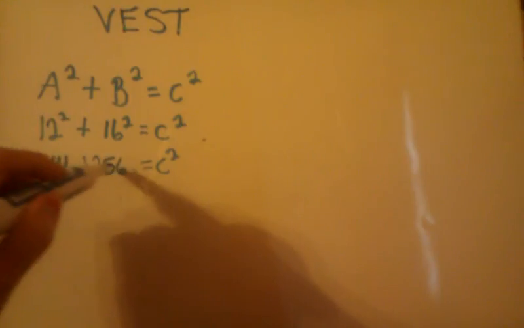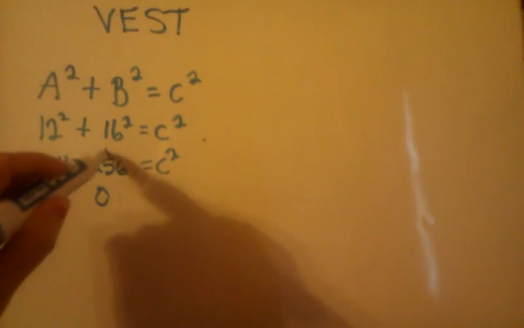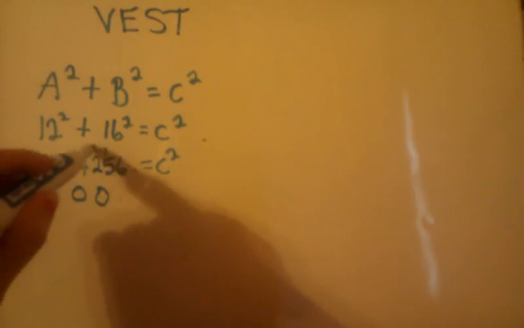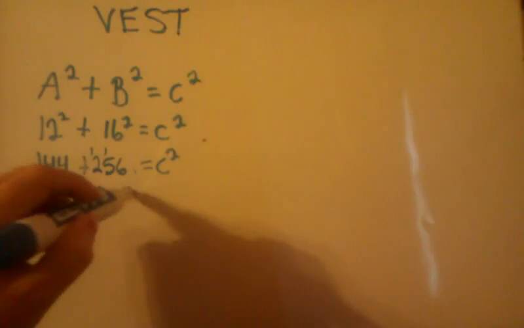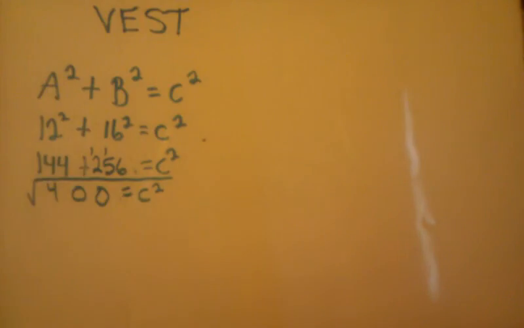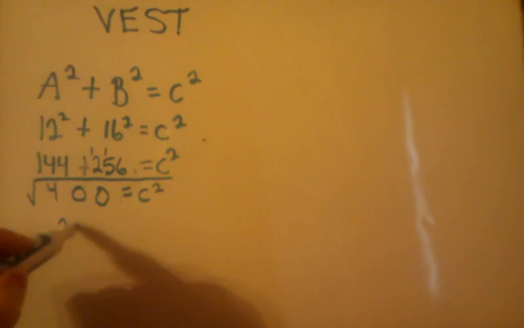256. 144 plus 256 is 400 equals c squared. So I have to find the square root of both sides. Okay, so 20 equals c. Now that's one way I could have done it. Another way you could have done it is with proportions.